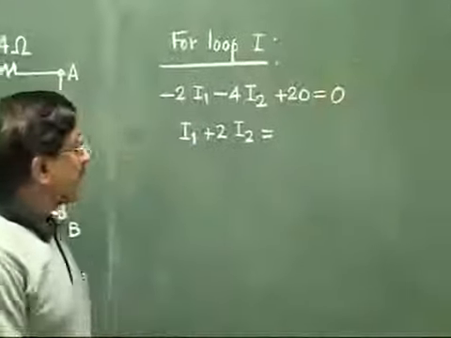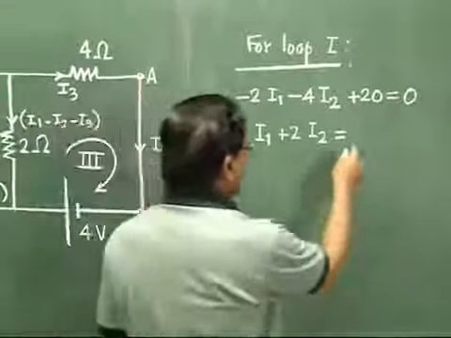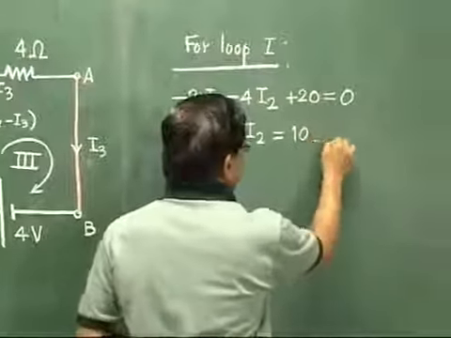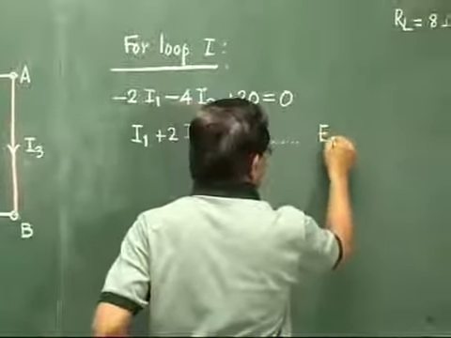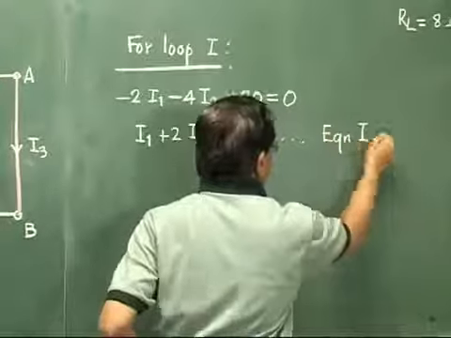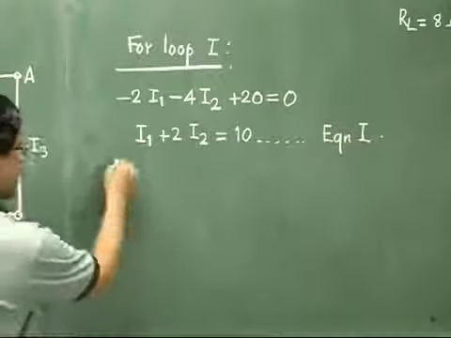20 taken to the other side will be minus 20, and divided by minus 2 will be 10. So this will be the simplest form. So we say that this is equation 1. So very fast we write the equations for other loops.